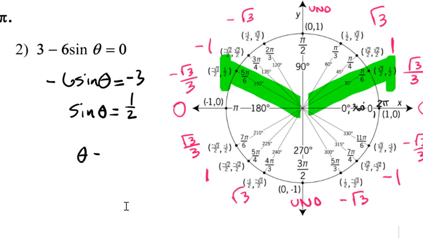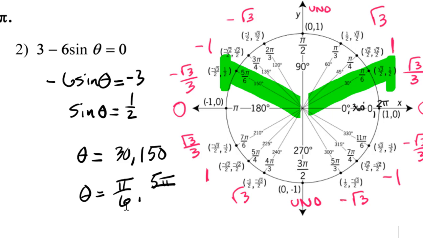Then we would just write down in degrees. First we would have 30 degrees, and then we would have 150 degrees. Those would be our two angles in degrees, and then those same angles in radians would be pi over 6, and then also 5 pi over 6.